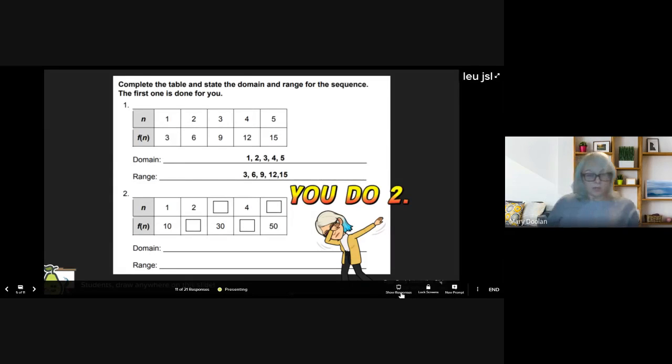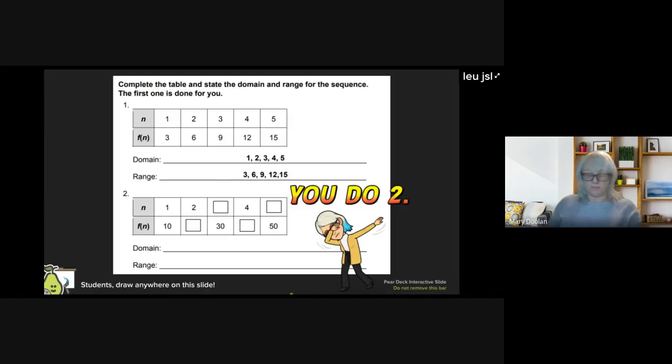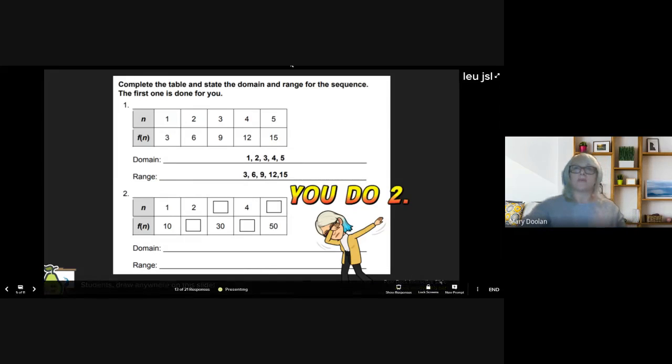So here's where you need to participate to get your attendance credit. If you don't try, you don't get the attendance credit. It doesn't mean you have to get it correct. I don't care if you get it correct. I mean, I want you to get it correct, but that's not how you get your participation. You need to try it. So go to that Pear Deck tab and write on this slide.